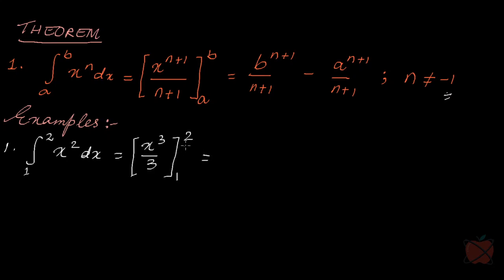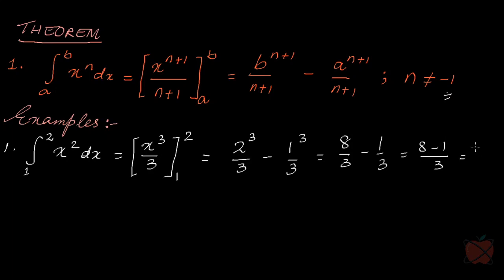And then next, you first put the upper limit instead of x. So I will have 2 to the power 3 by 3. Then minus, now I put the lower limit instead of x. So I have 1 to the power 3 by 3. Here 2 to the power 3 is 8, so 8 by 3 minus 1 by 3. Basically the LCM is 3, so we have 8 minus 1 on the numerator. So this will be 7 by 3. That is the answer. So that is the first example. Let me give you more examples.